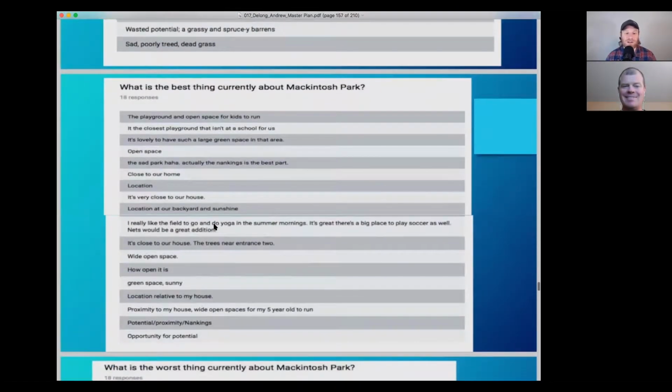What's the best thing currently? This is something I do a lot with community design charrettes. What's the thing you love about this space? What's the thing you absolutely don't want changed? Because that's usually where you start to get public interface problems, when you take away something that people really love.